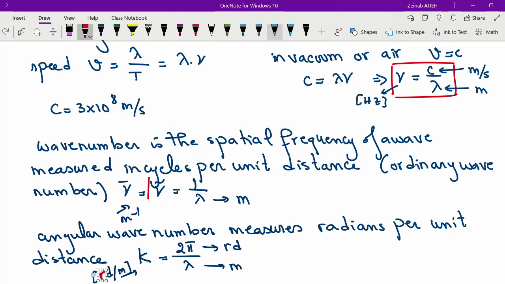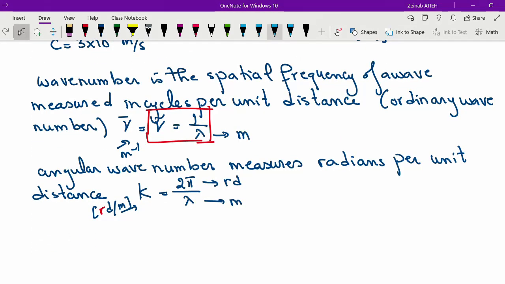So let's mark this in red. This is our formula for the wave number. For sure, there's a relation between nu and nu bar, the normal frequency and the wave number. The relation is very obvious. Nu equals c over lambda, and nu bar equals 1 over lambda, which gives that nu equals c nu bar. If we have nu, you can calculate nu bar, or vice versa.